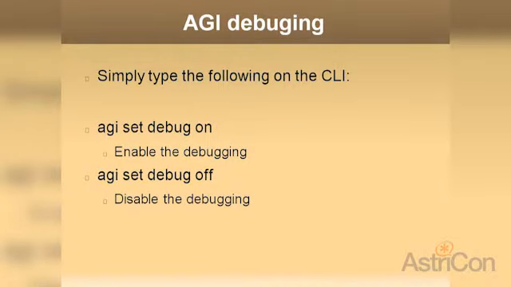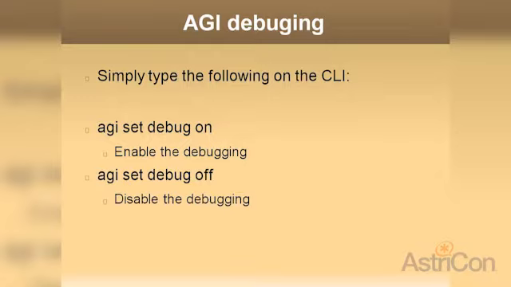Of course, at some point when you're creating your AGI, you will want to debug, because maybe your goal is to say 1, 2, 3, and you do not hear 1, 2, 3. So you can turn on all the debugging from the CLI. You simply call the CLI command agi set debug on. That will turn on the debugging for all AGIs. And to stop debugging, you're going to use the CLI command agi set debug off.